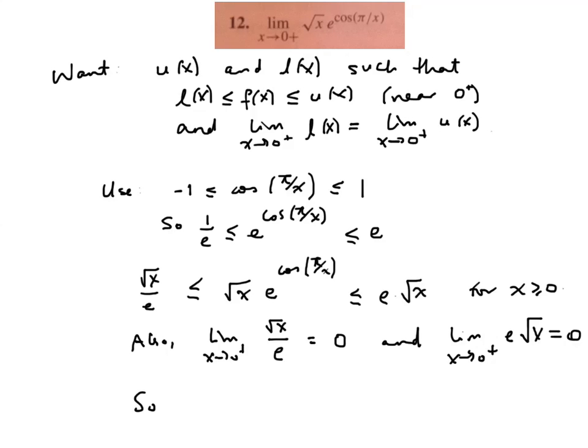So what the squeeze theorem says is we can conclude then that our original function, the complicated looking one, has the same limit because it gets trapped in between those two functions. So we conclude that the limit as x goes to 0 from the right of the square root of x times e to the cosine pi over x is also equal to 0.